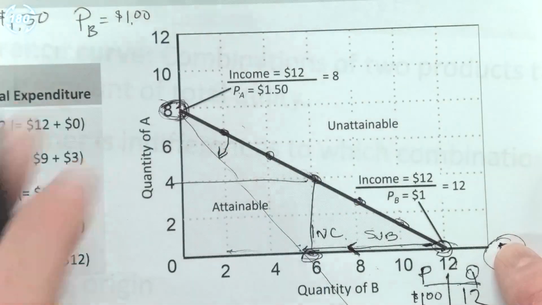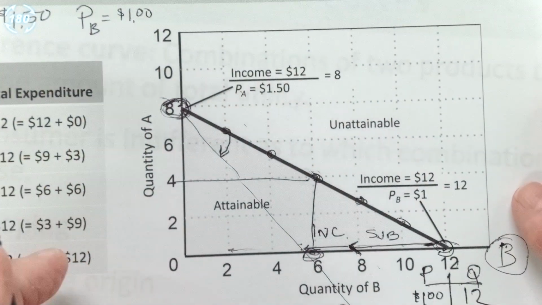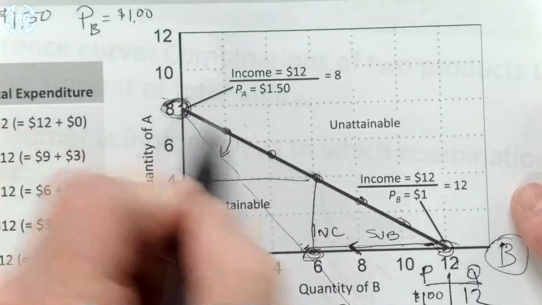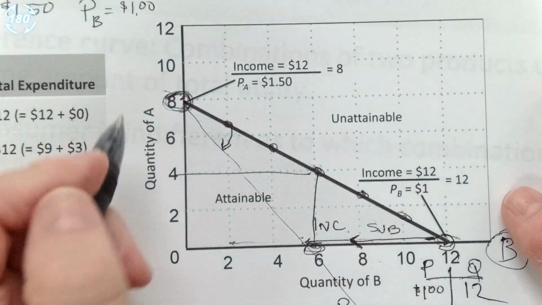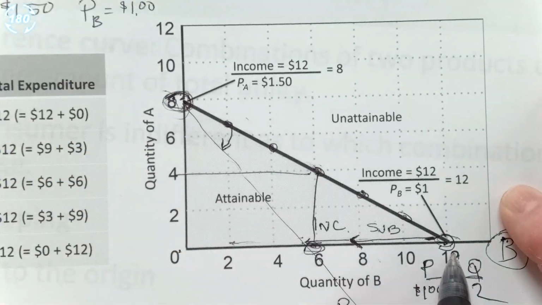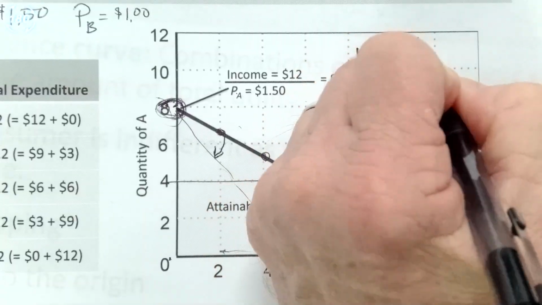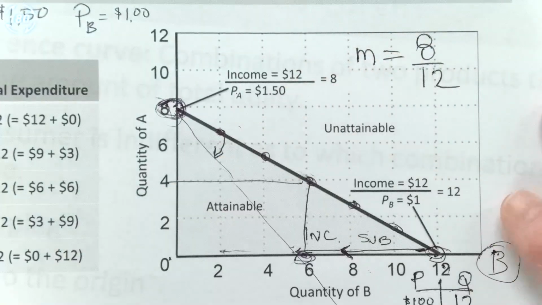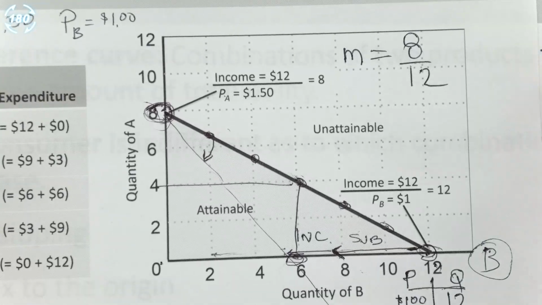Now, one thing about the budget line, before we go to the utility curves or indifference curves in a minute, is you should be able to find the slope of this too, okay? You think about what's the slope of that line. Notice it's the rise over the run, which is 8 over 12, right? So I'm going to just write this up here. M equals 8 over 12. It's really a negative number, but let's just say it's 8 over 12.